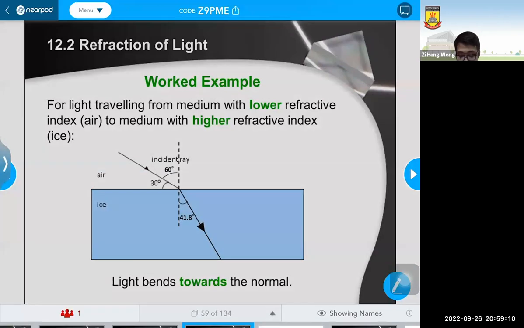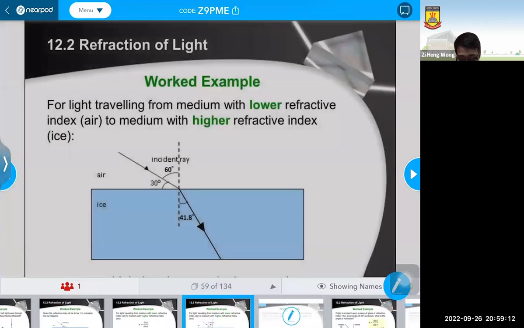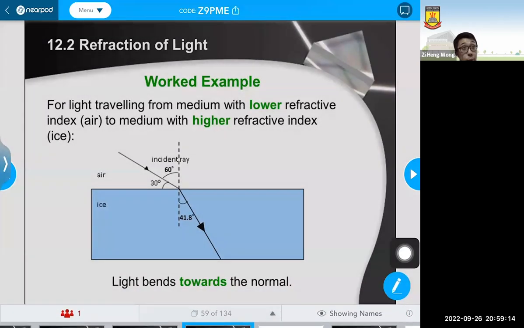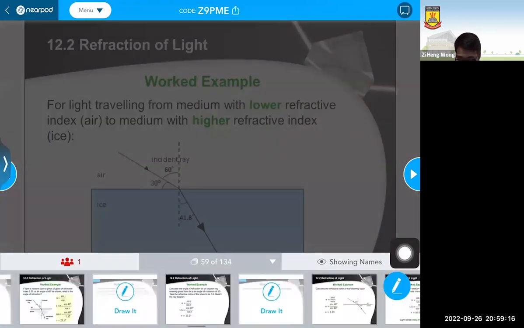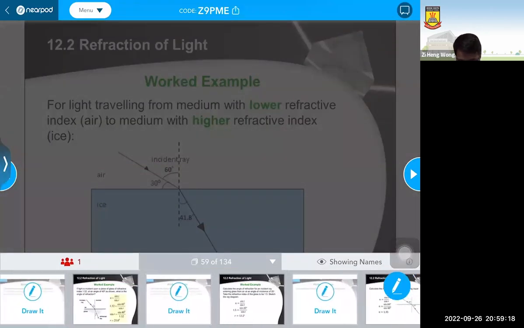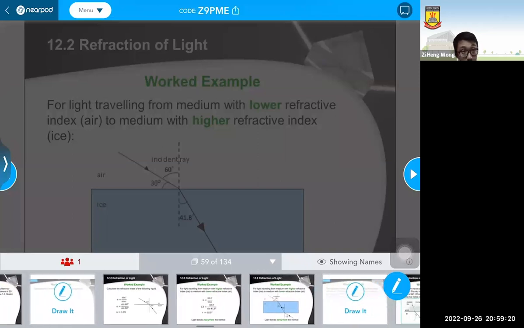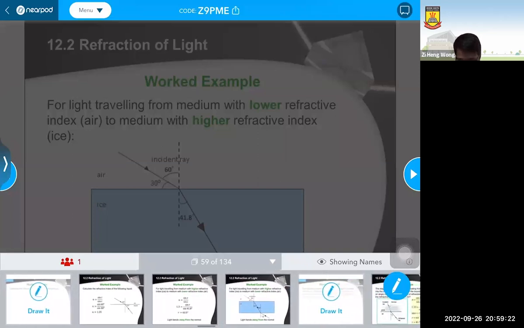Okay, then it's 41.8, so it bends towards the normal, like we have discussed. After that is just an example of using n equals sine i over sine r. Like I said, later we go to a full question where you see how all these can be combined together to be tested on you.